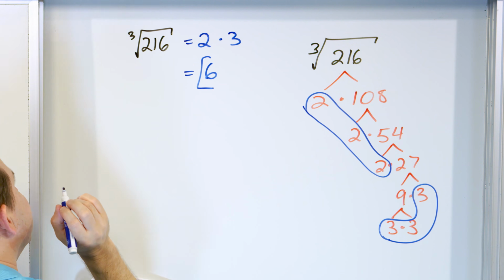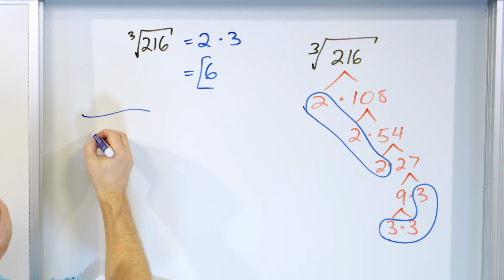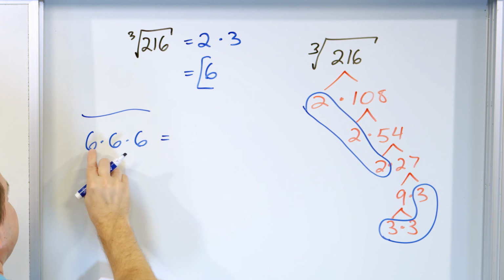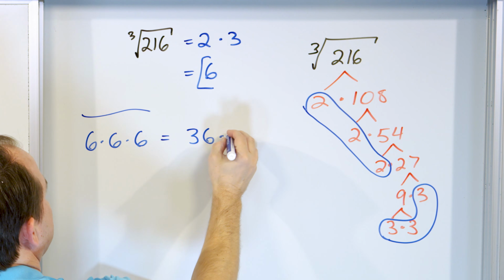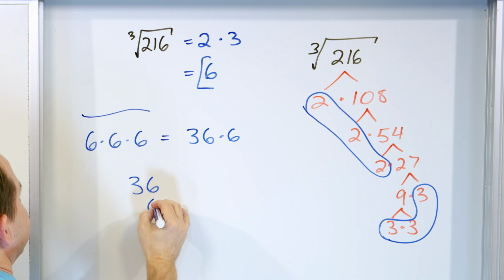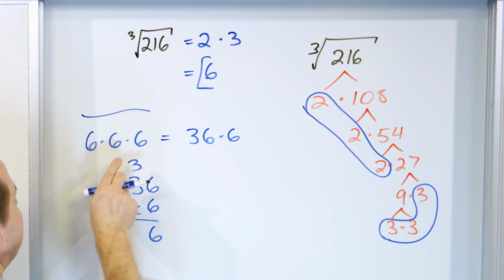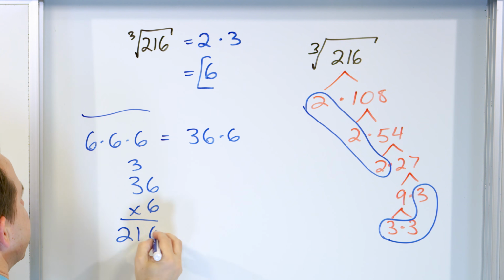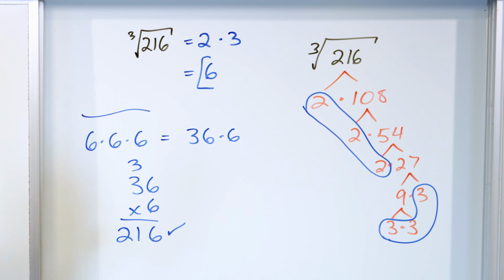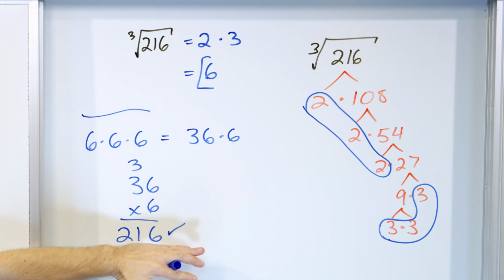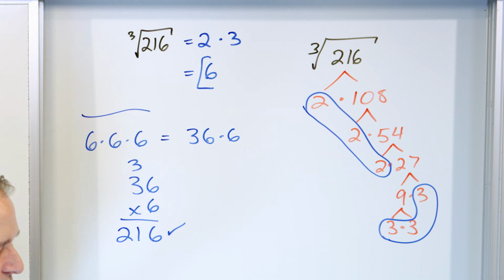And you can check yourself on that by checking 6 times 6 times 6. What does that equal to? 6 times 6 is 36. And you could go do 36 times 6. 6 times 6 is 36. 6 times 3 is 18, 19, 20, 21. And you get an answer of 216. So the answer is 6 because 6 times 6 times 6 works out to be exactly what you have under the radical.